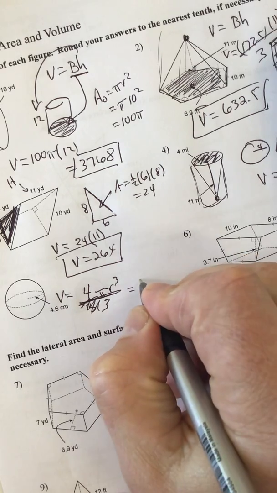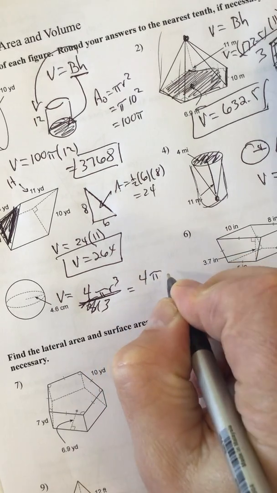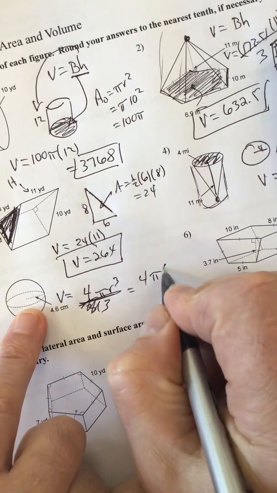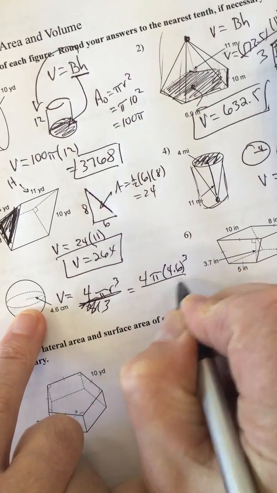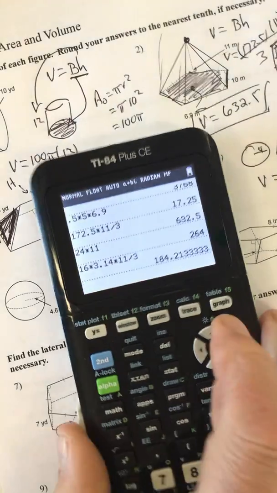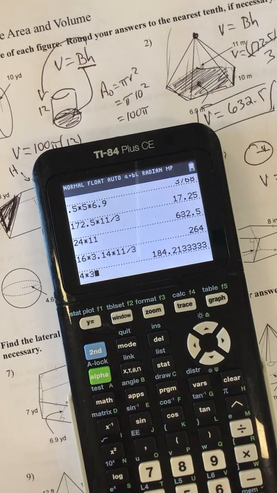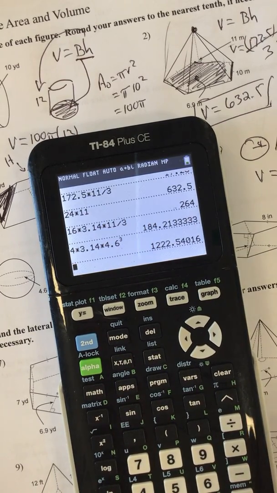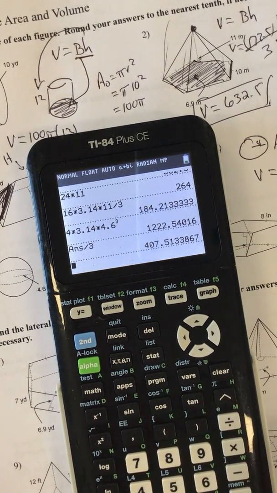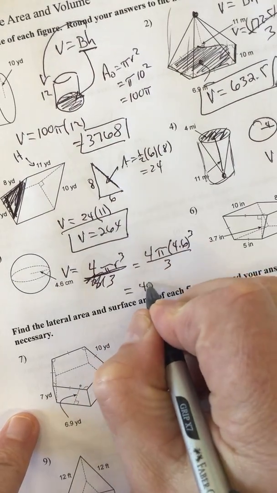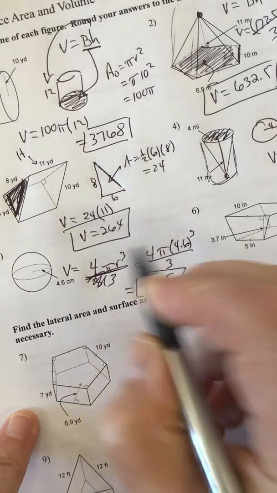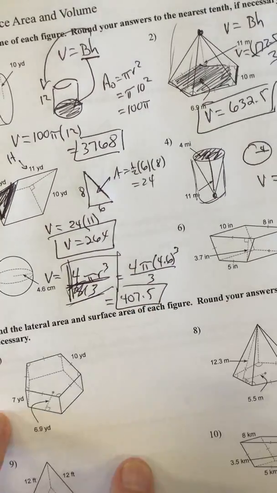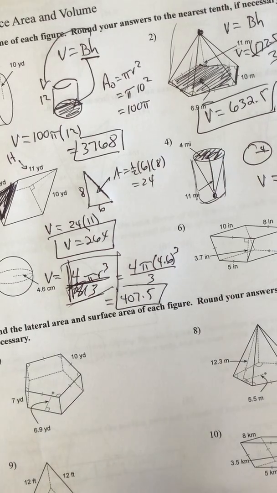Okay, so that's literally all we have to do. It's 4 times pi times the radius, 4.6, cubed, and then divide it by 3. So 4 times pi times 4.6 cubed divided by 3, 407.5. Probably the hardest part of that was remembering what the volume formula for a sphere was. It's 4/3 pi r to the third.